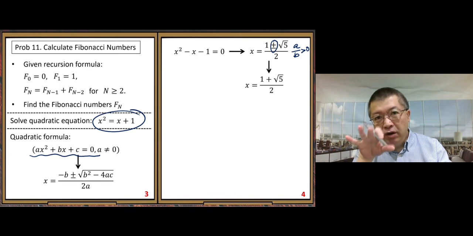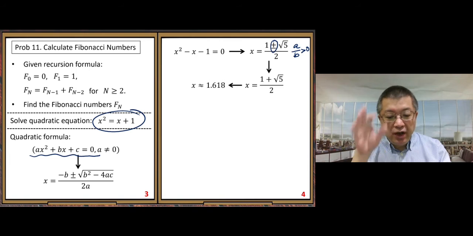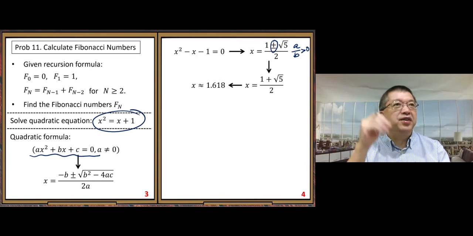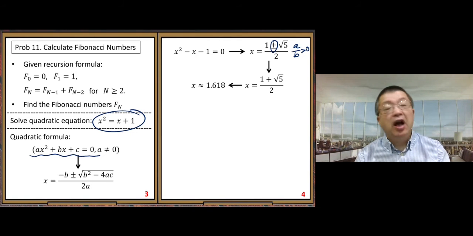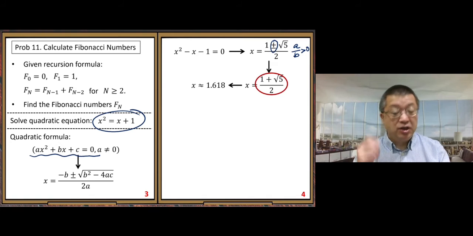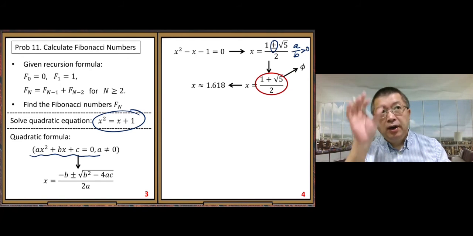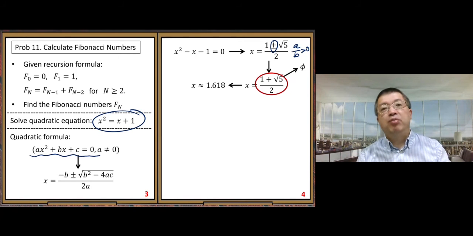If we calculate its approximate value, it is just 1.618. So this is the famous value of the golden ratio. The precise expression of the golden ratio is 1 plus root 5 over 2. Usually, we use the Greek letter phi to represent it. It has a numerical approximation because it is an irrational number.